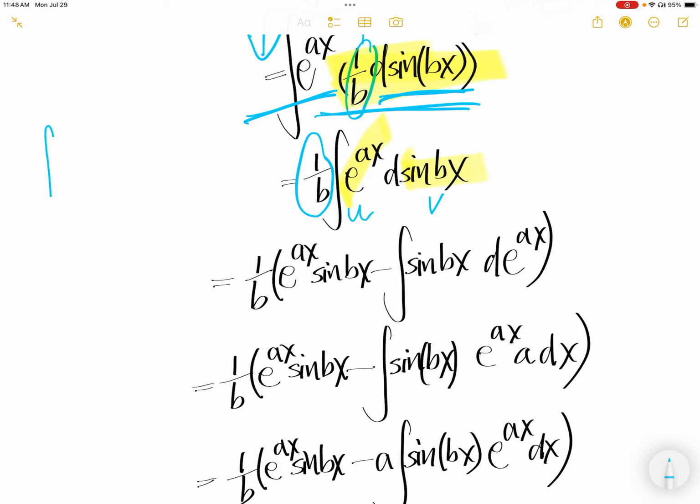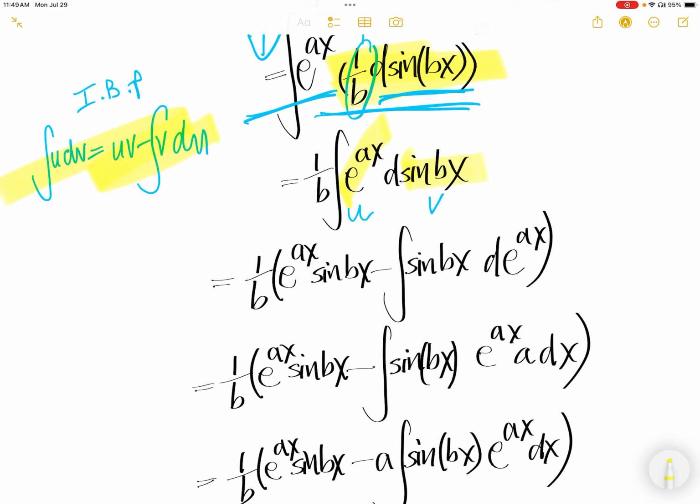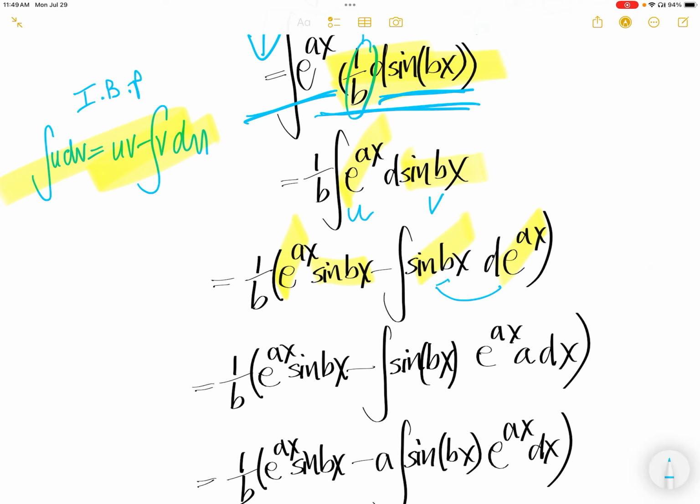Now, when you see the integral of u dv, you think of uv minus the integral of v du, which is IBP, or integration by parts. Now we have already identified what our u is and what our v is. Using the formula here, you put in u here, v here, v here, and u here. Notice this integral, the original d something comes out, and then this goes in.